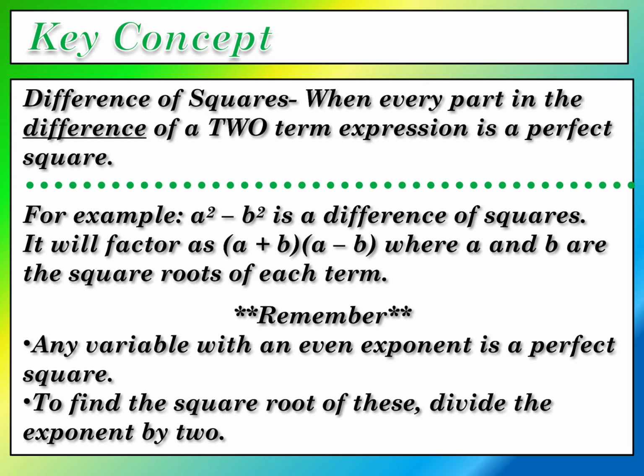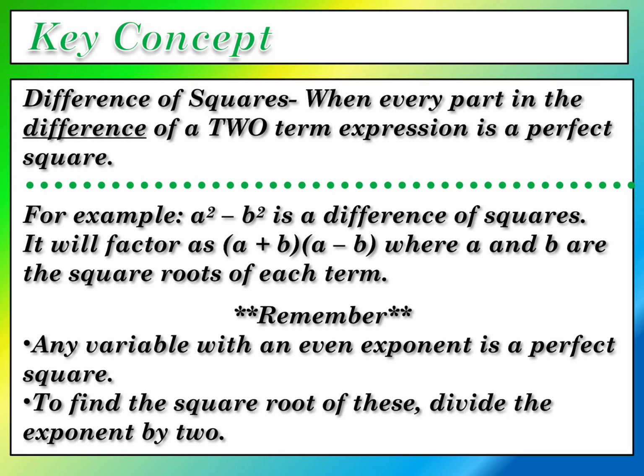Difference of squares happens when there are two terms in the expression and every single component of the expression is a perfect square. The nice thing is we're going to follow a formula. The expression a squared minus b squared will factor as (a plus b)(a minus b), and the expressions in your final answer are going to be the square roots of the original terms.